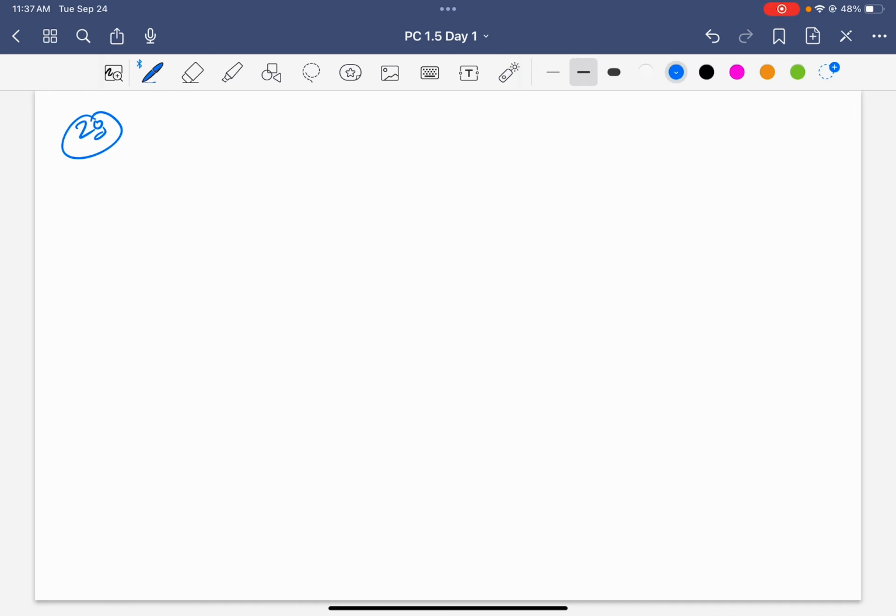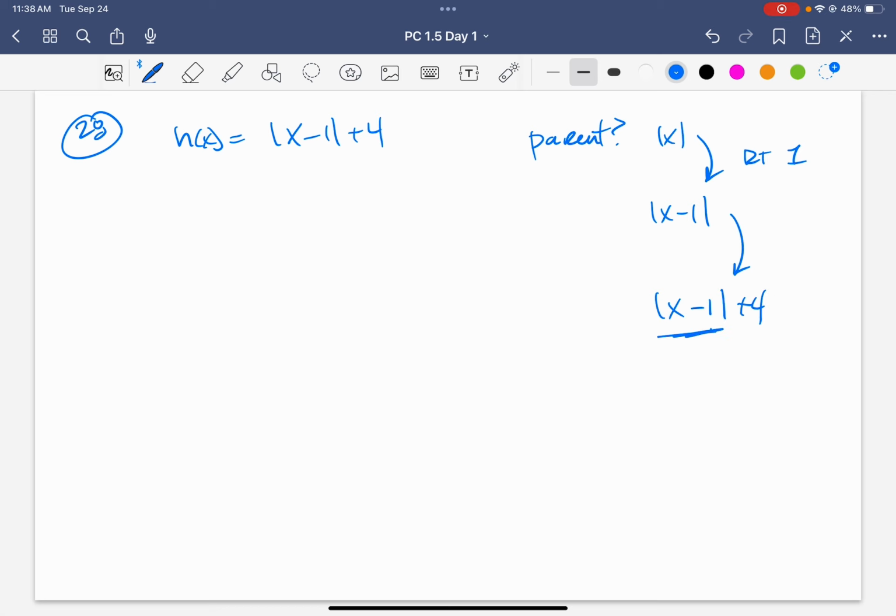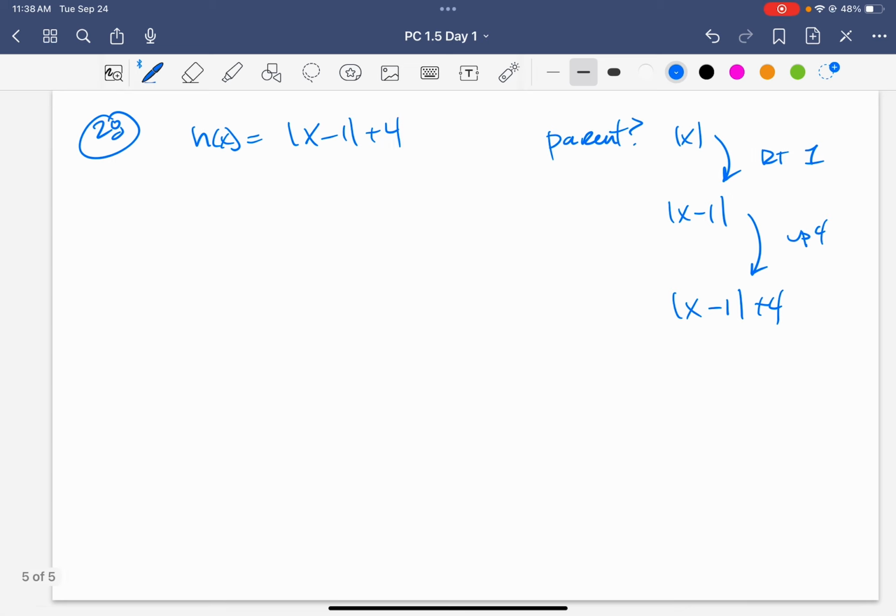Let's look at 28. 28 said to graph this thing. So for 28, it says that h of x is equal to absolute x minus 1 plus 4. So again, I would say, what is the parent function? It's this. And if I work from the inside out, away from x, first thing that was done was to replace x with x minus 1. That does the opposite and moves it right 1. And then here we have absolute x minus 1 plus 4. That takes all your old outputs and adds 4. That moves it up 4.